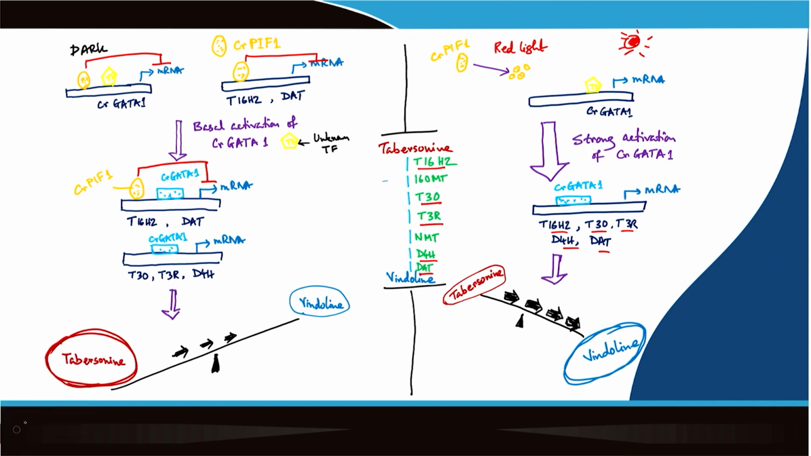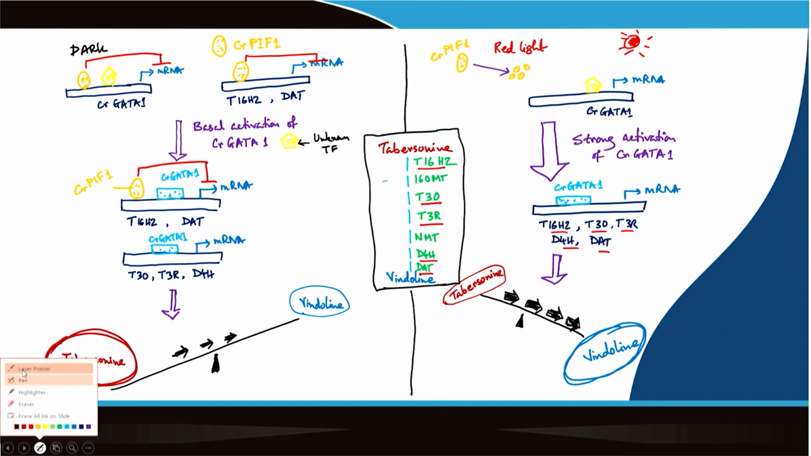So, the diagram is complete. Now, I will try to explain this. So, this is basically a model depicting the regulatory roles of the CrPIF1 and CrGATA1 module in light induced Vindolin biosynthesis. So, on the left side, you see there is a bottom. Okay, let me use the laser pointer.